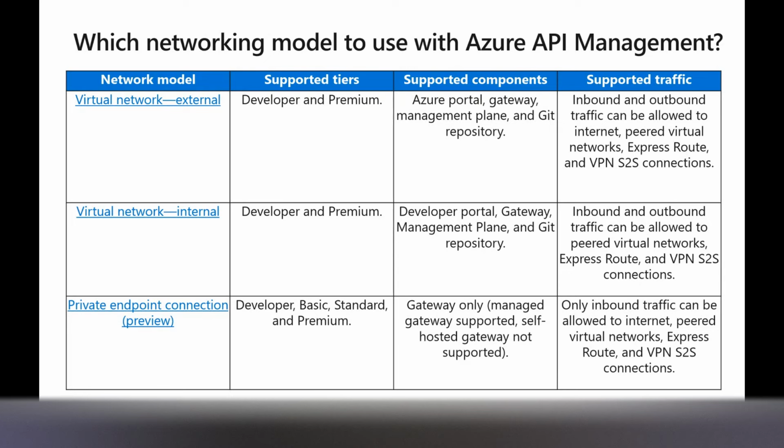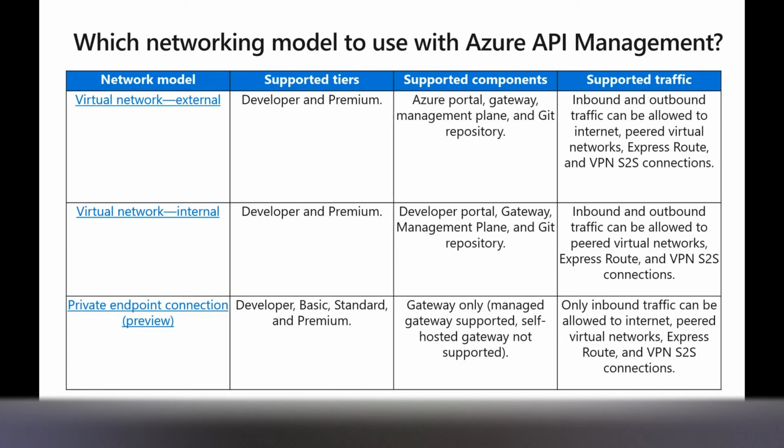The third one, which is in public preview, is a capability that is supported for all instances: basic, standard, premium. But keep in mind, only when they are not VNet injected. If you inject an APIM instance into the VNet, you cannot create a private endpoint. This is very important. Just keep that in mind.